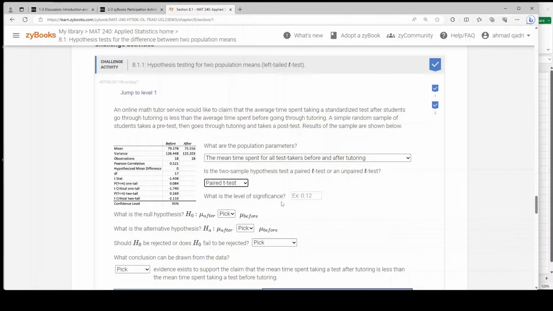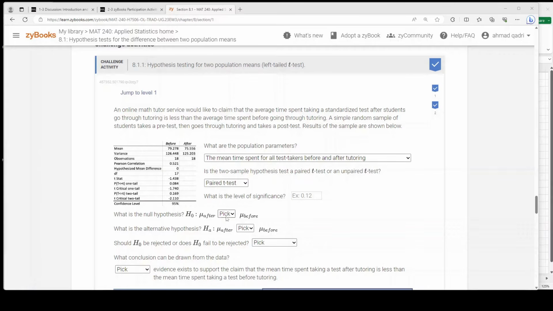What is the level of significance? So now we have to look at this table, the summary table here. So here we can see confidence level is 95%. So the level of significance is 100% minus whatever the confidence level is, 95%. So it would be 5%, and we would enter that as 0.05.